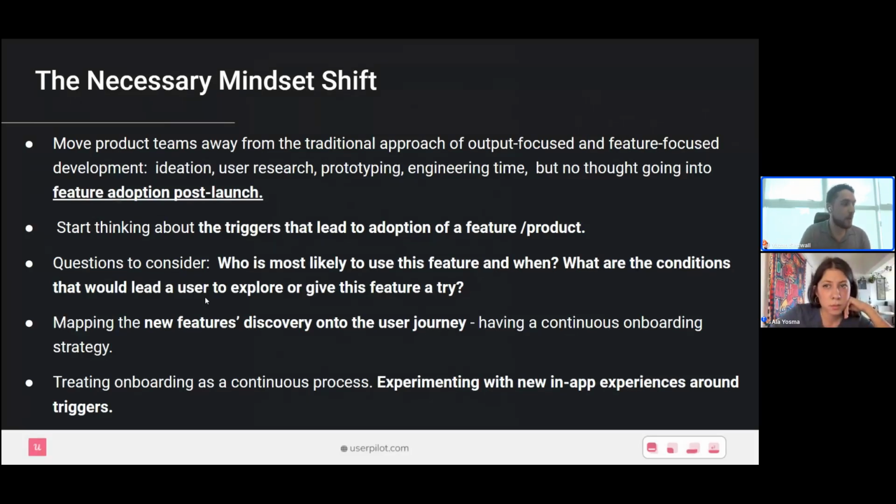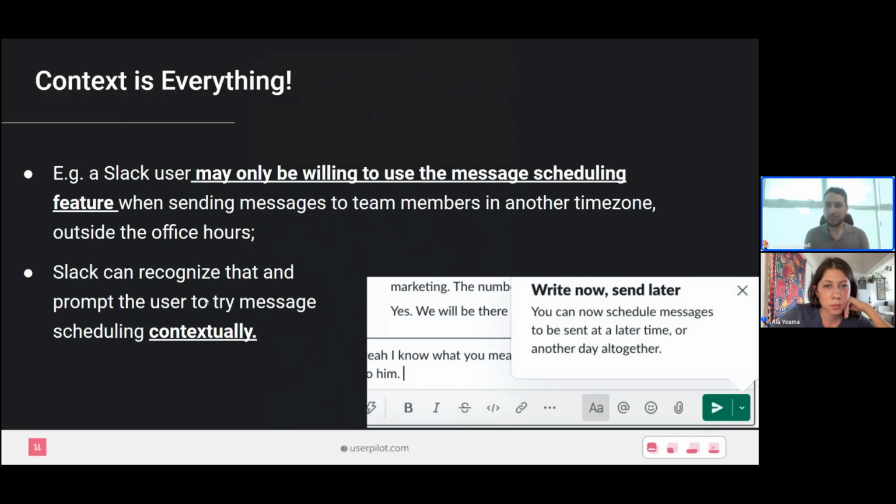A really great example that I've seen recently, and I think we can look at the framework based on it, is when Slack introduced message scheduling, and I think everybody here uses Slack, which by the way was one of the most highly requested features. But when they introduced it, they didn't just announce it to everybody. So there was some sort of context.